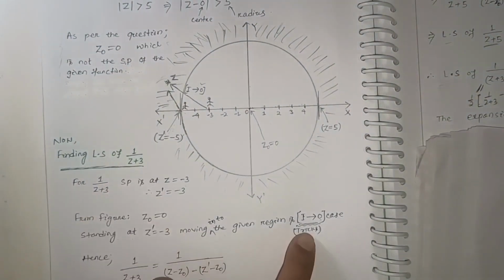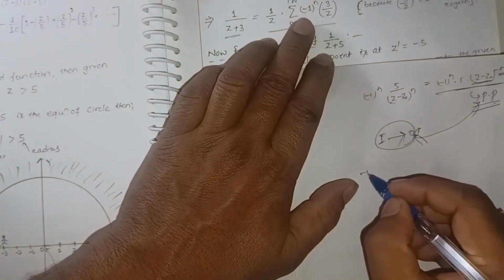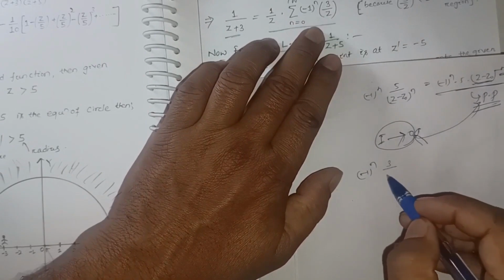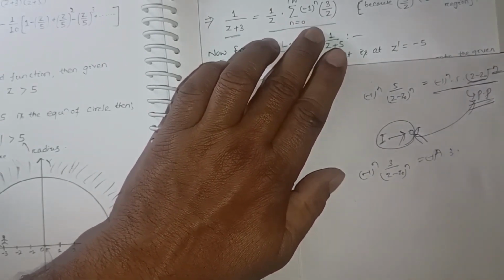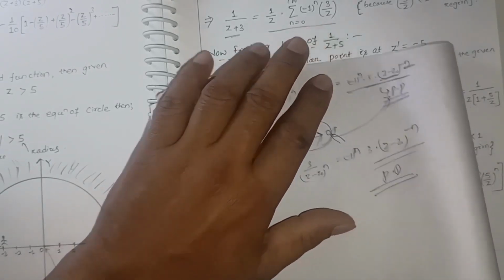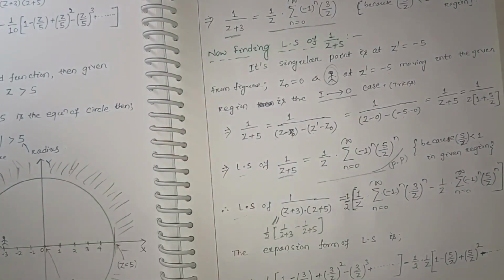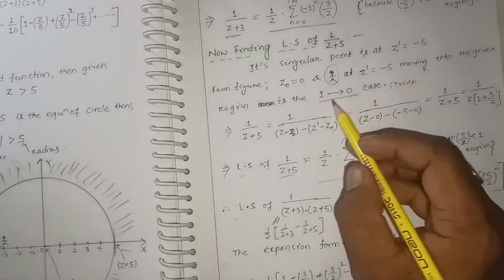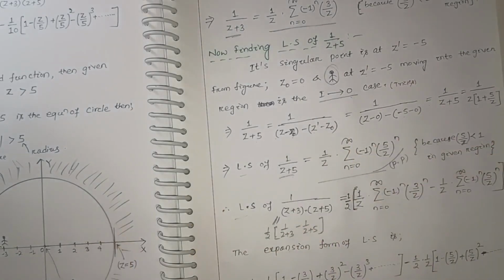Here also, for 1/(z + 3), we consider the same. What we found is (-1)^n · 3/z, which can be written as 3/(z - z0)^n, or (-1)^n · 3 · (z - z0)^(-n). What is it? This is the principal part. We did not get any type of analytic part of the Laurent series. So keep in your mind that wherever we consider this case, we are going to get the principal part of the Laurent series, right?